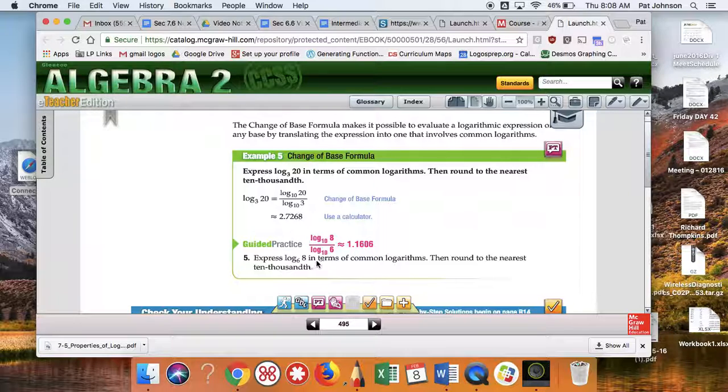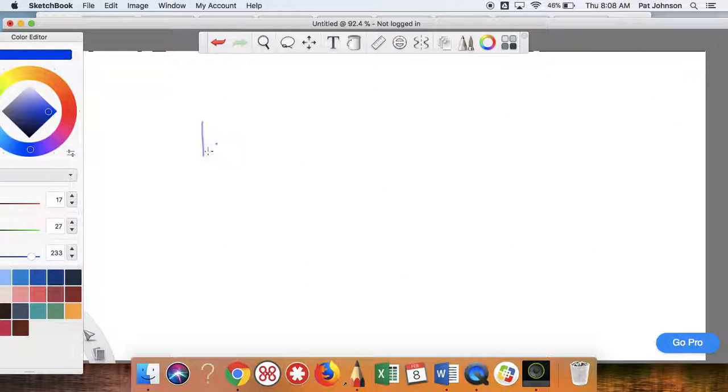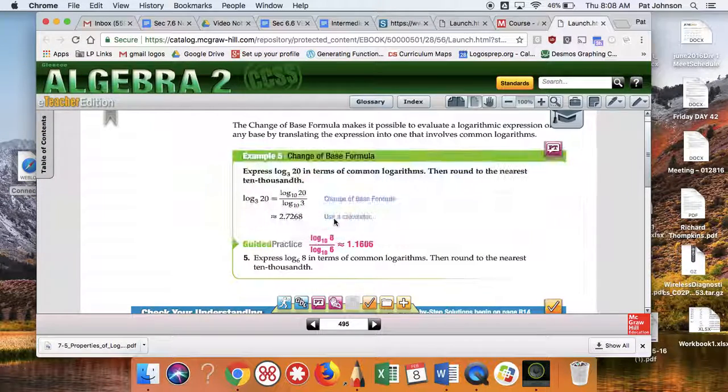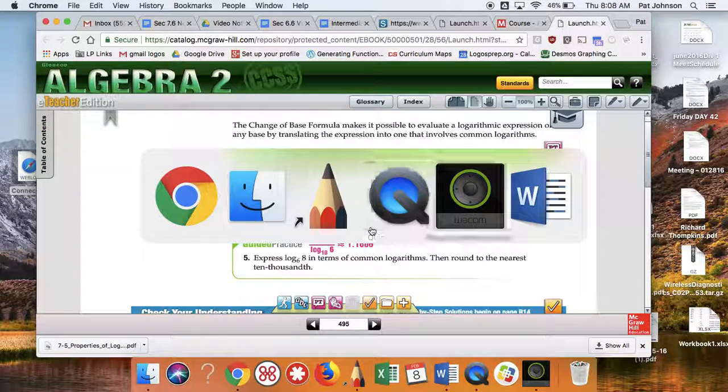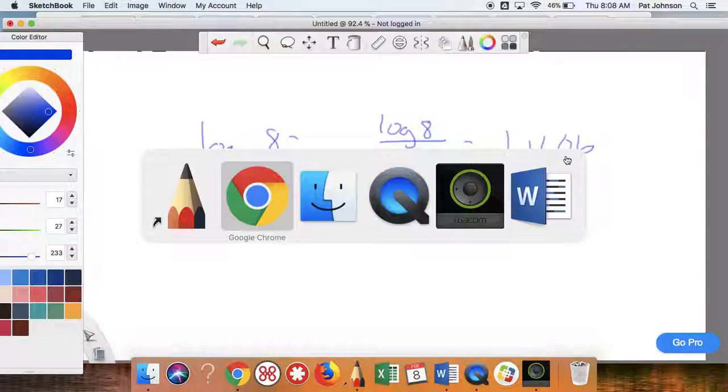Okay, so what about this one? Log base 6 of 8 in terms of common log. So we take the common log of the argument, which we can write like this because the base 10 is implied, divided by the common log of the base. Now we can put this in our calculator really easily and get that the answer is approximately 1.16.